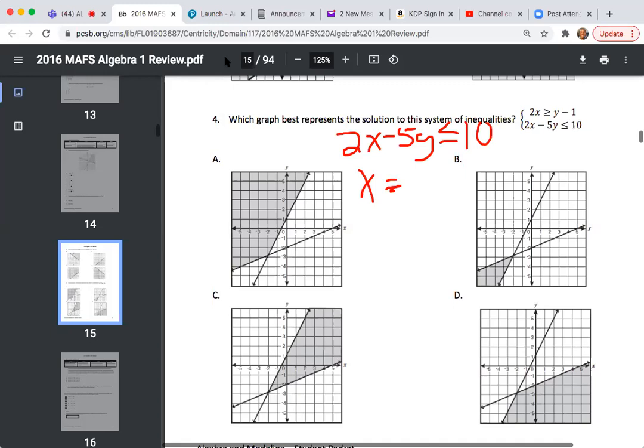Actually, looking at these answer choices, guys, they're all the same thing. The x-intercepts are all the same, and the y-intercepts are all the same. Very good, Sugar Plum.